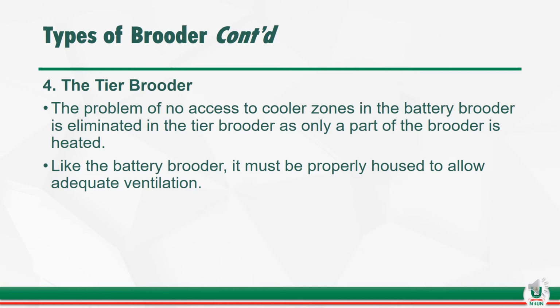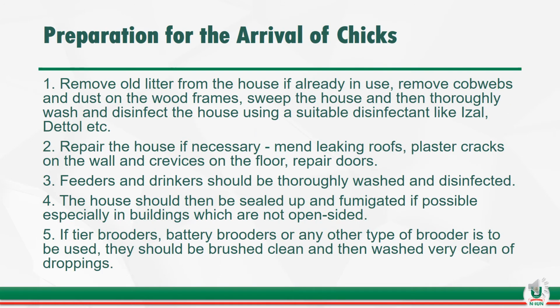Number four type of brooder is the tier brooder. The problem of no access to cooler zones in the battery brooder is eliminated in this particular type of brooder, as only a part of the brooder is heated. Like the battery brooder, it must be properly housed to allow adequate ventilation. All right, now that is all about types of brooder.